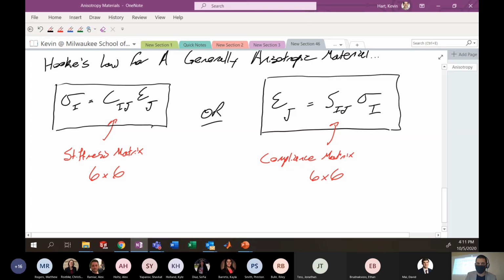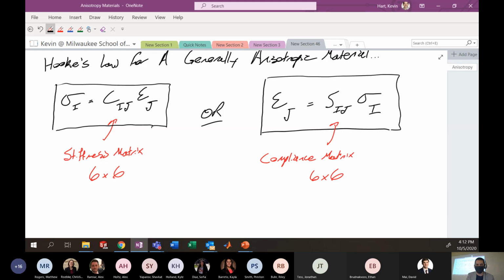Why do they use capital C as the stiffness matrix and capital S as the compliance matrix? I think it's kind of funny. The capital letter C is stiffness. The capital letter S is compliance. Whoever did that, I don't know, they were smoking something. But it is what it is.